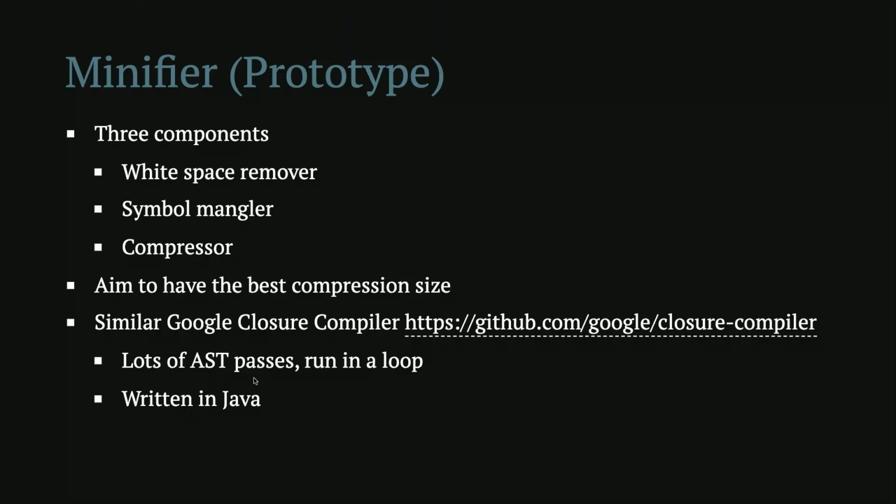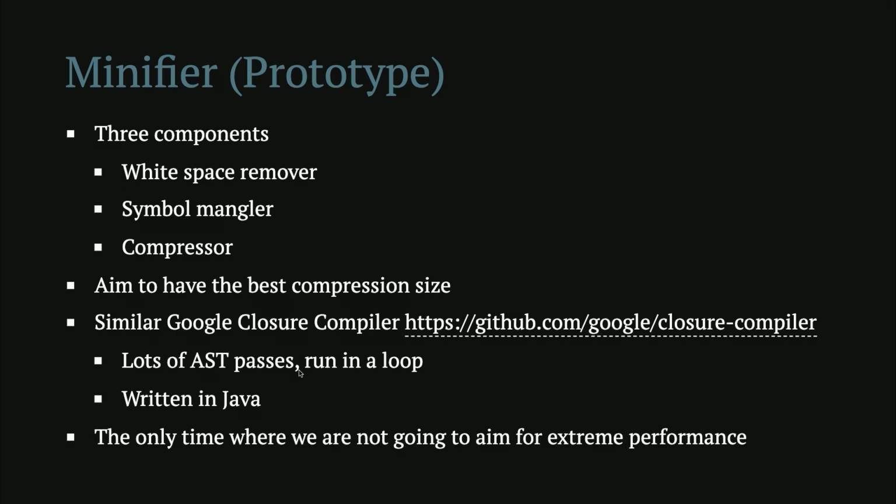Yeah, and it's slow because you run hundreds of AST loops. And it's not possible for us to use it. The only next best thing is Terser, which is in JavaScript. So we tried to improve it by using Rust, mimicking Google Closure's compiler.